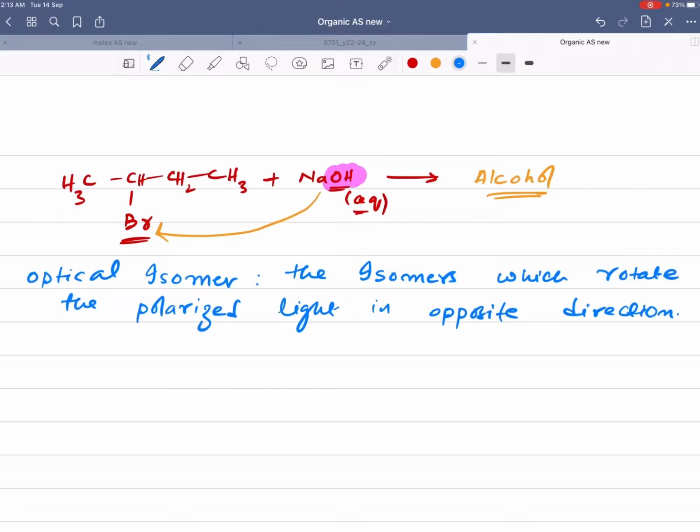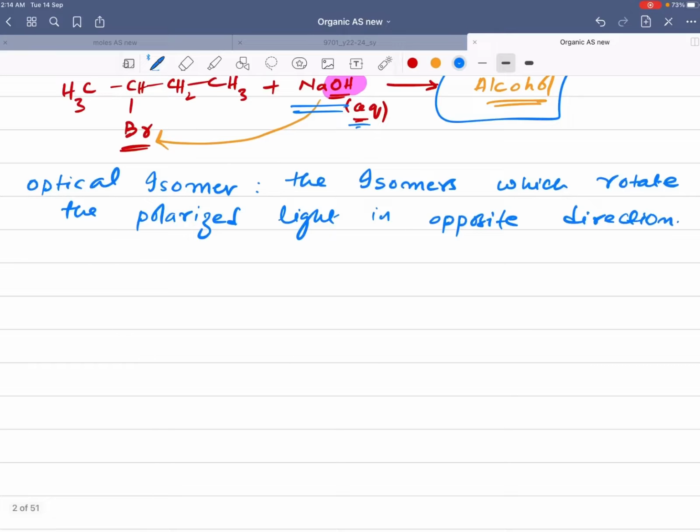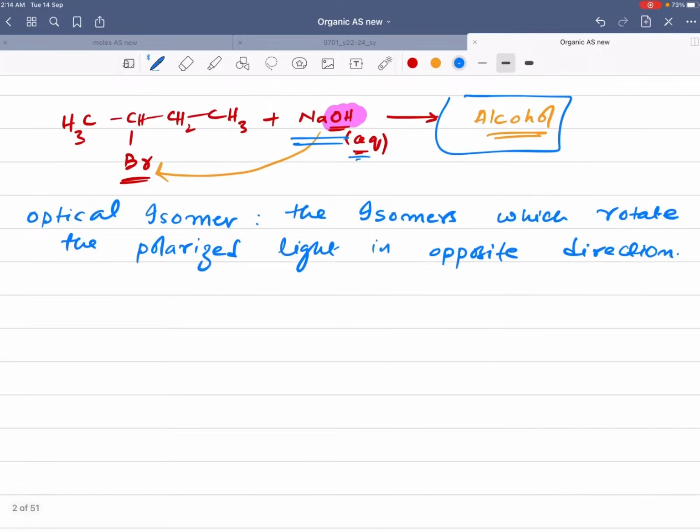So now the alcohol which we get from this reaction, when NaOH aqueous reacts with the bromo compound, would exist as a pair of optical isomers. And why is that? Because the alcohol would have a chiral center, right? Like if we write the reaction here, what would happen? OH will replace Br, and what would we get?